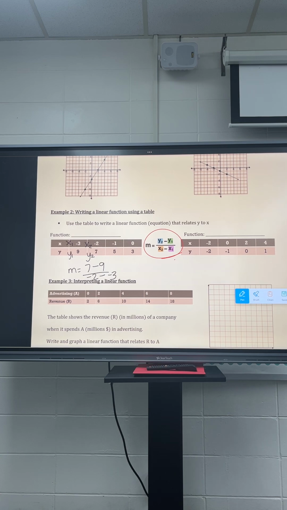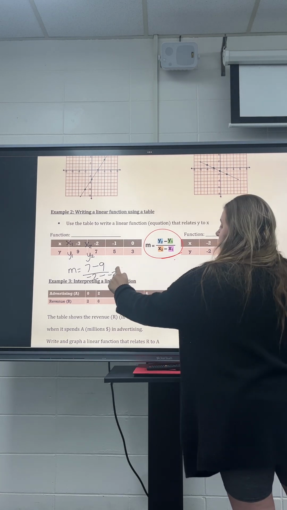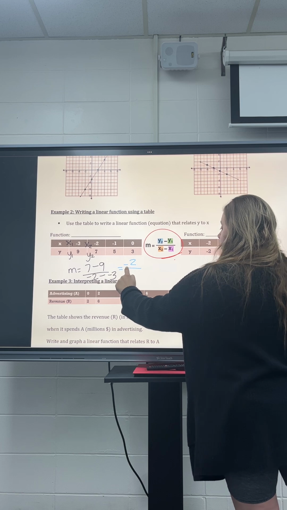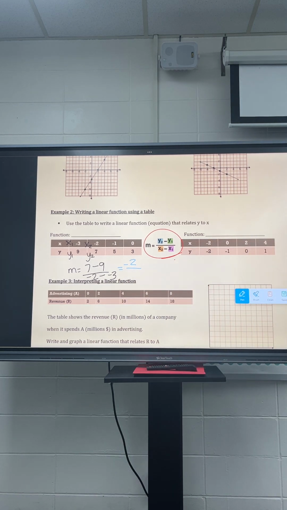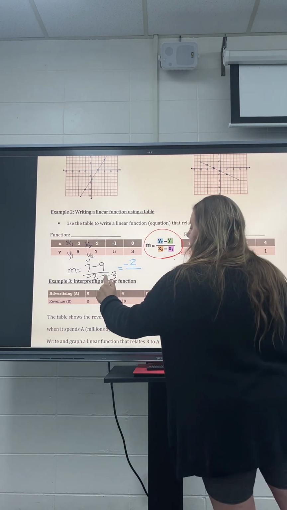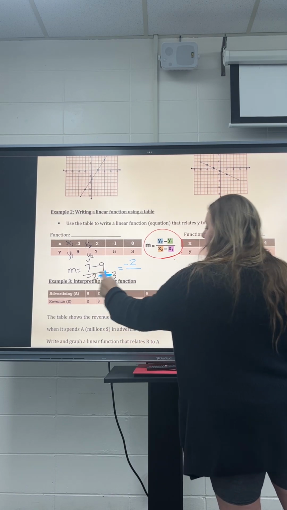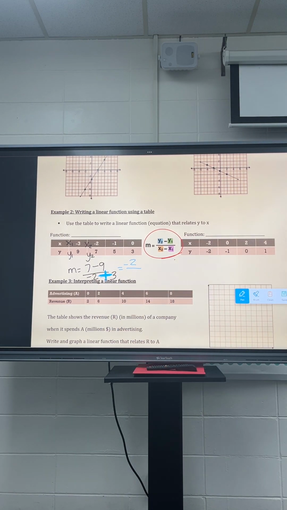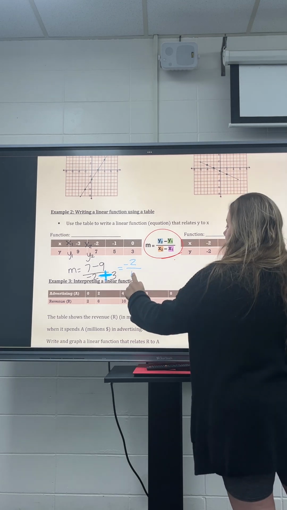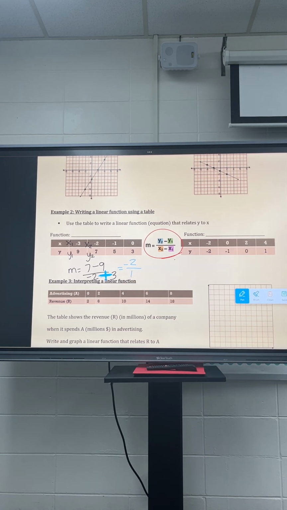Okay, and then we solve. 7 minus 9 is negative 2. Then I've got negative 2 minus negative 3. Remember that minus negative becomes a big giant plus sign? So it's negative 2 plus 3, which hopefully you're going to say is 1. So now we have our slope, okay?